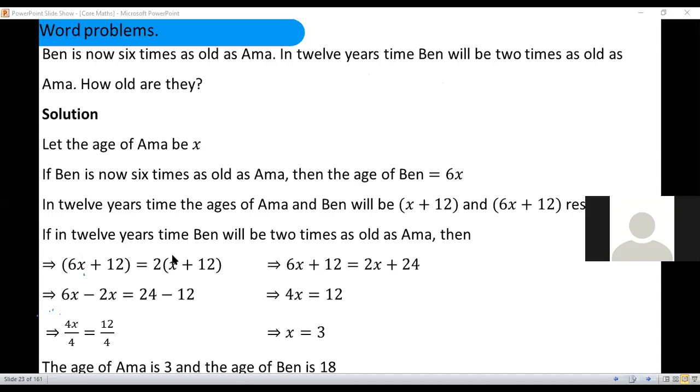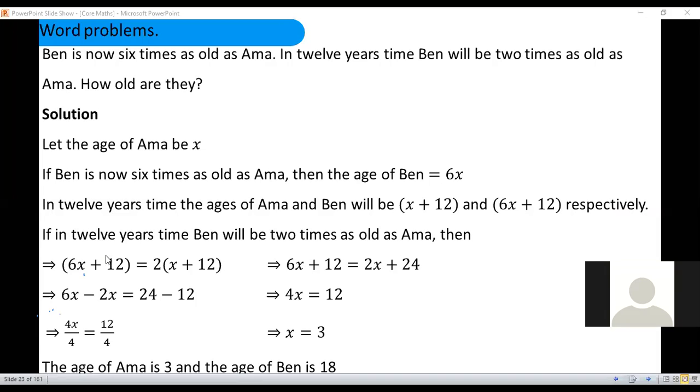So Ben is 2 times Amma's age in 12 years. Ben's age now is 6x, and in 12 years' time, Ben's age is 6x plus 12. And we are saying that Ben will be 2 times Amma's age in 12 years to come. So 6x plus 12 is equal to 2 times Amma's age in 12 years to come. And Amma's age in 12 years to come is x plus 12. So 2 times that will give us 2 into bracket x plus 12.